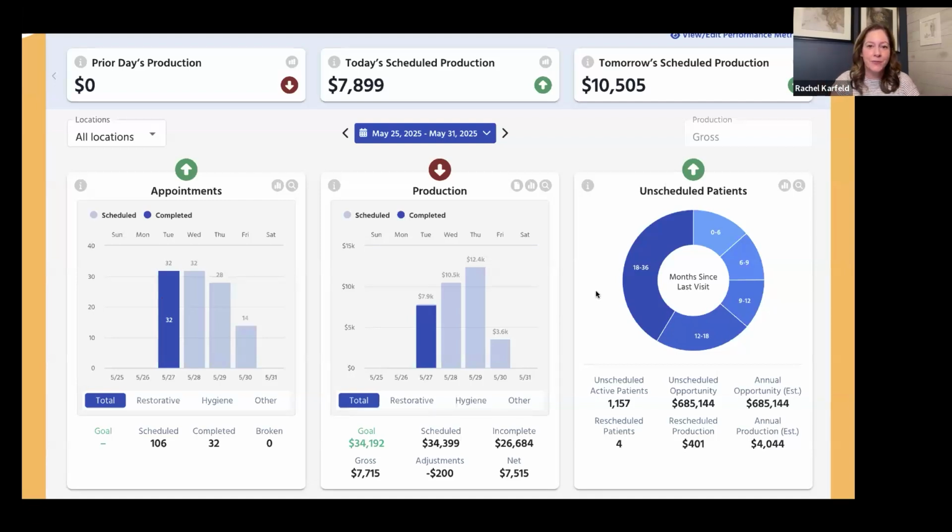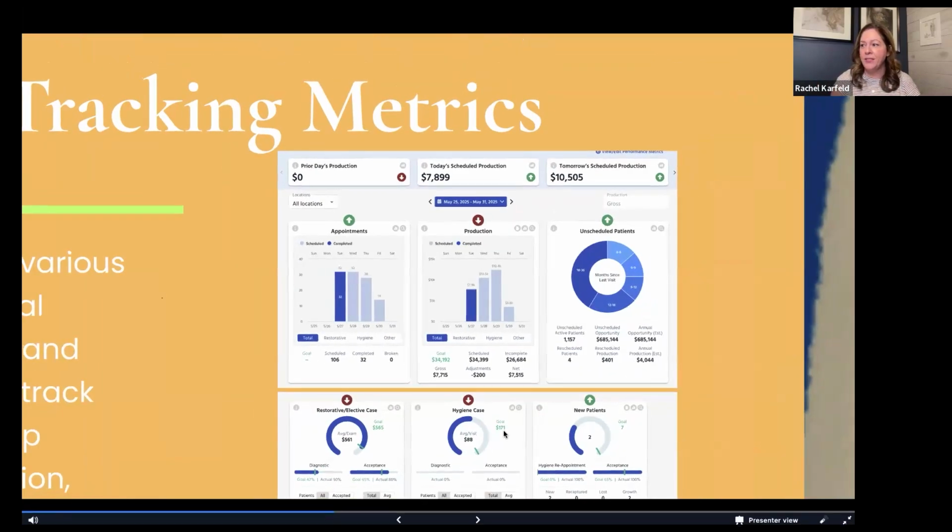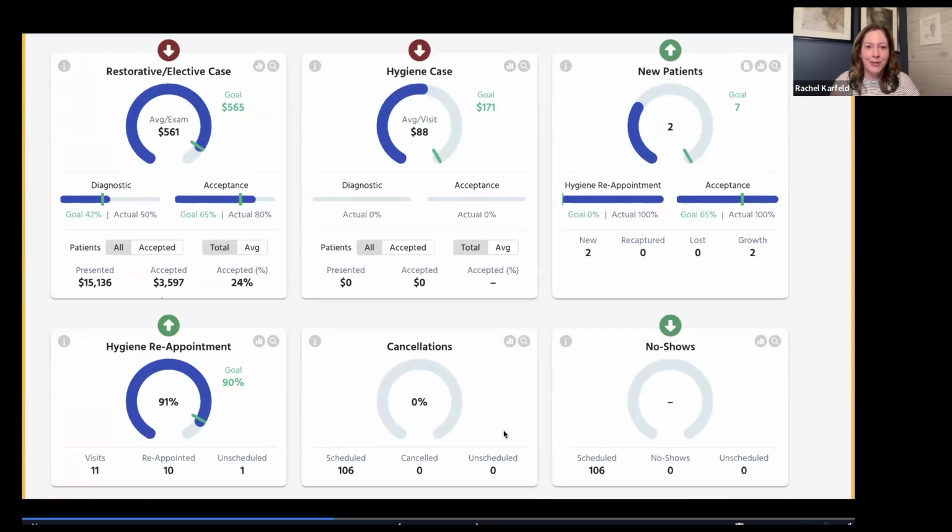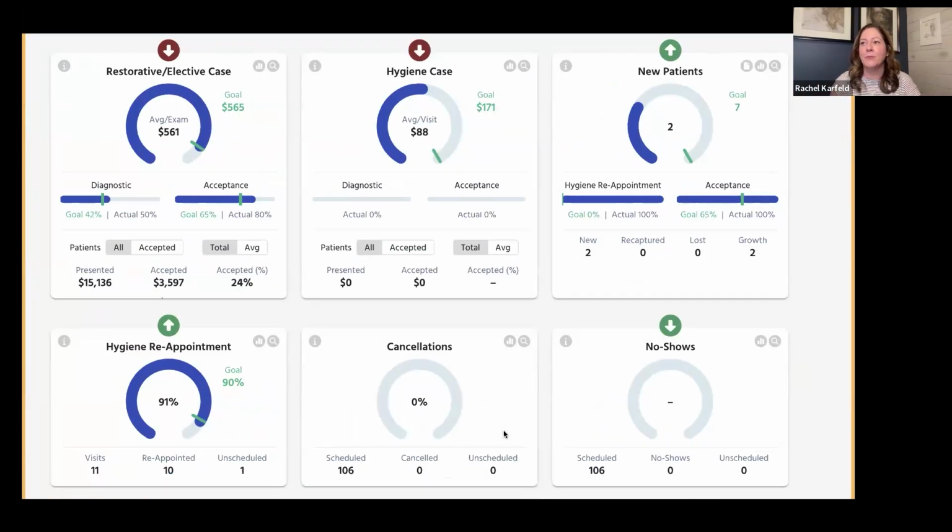Okay, so there's a clear difference in how we talk about that with patients and how we train our teams to do that successfully. And if we take it even further and double click, looking at restorative, elective cases, what's being accepted.